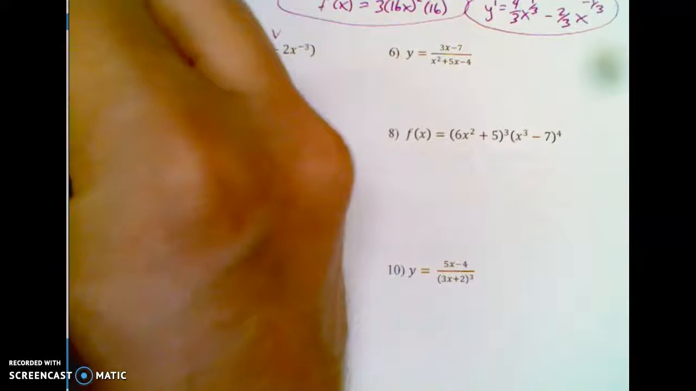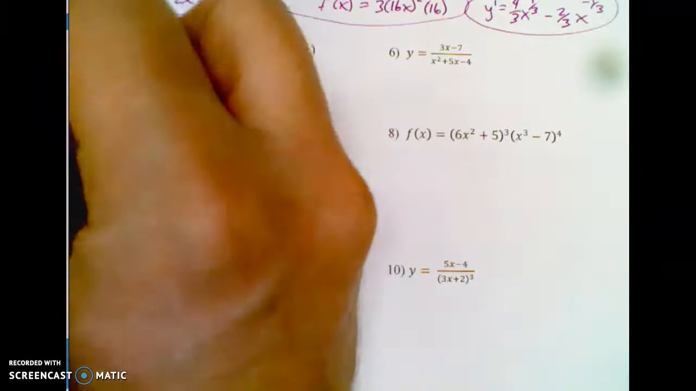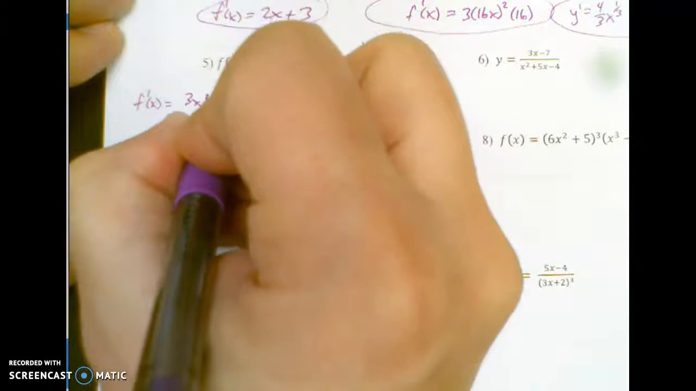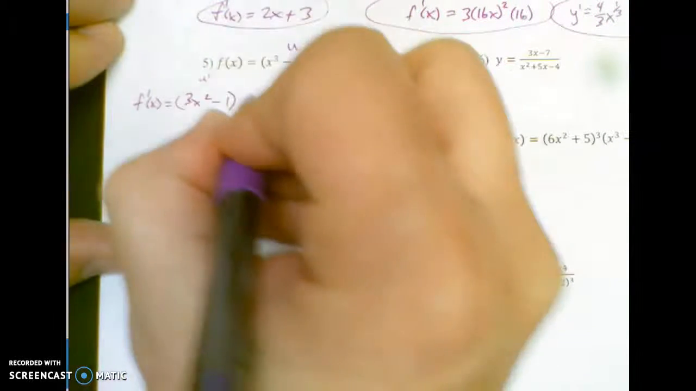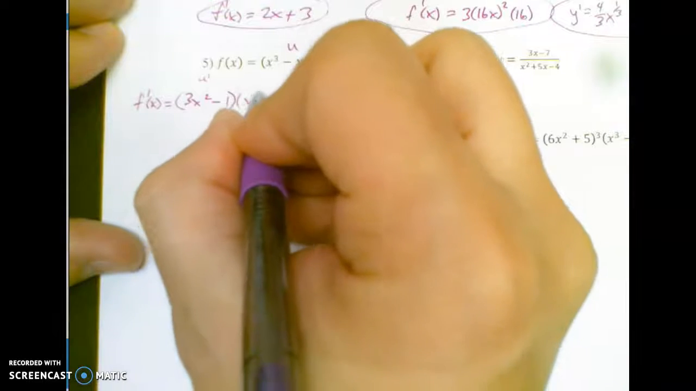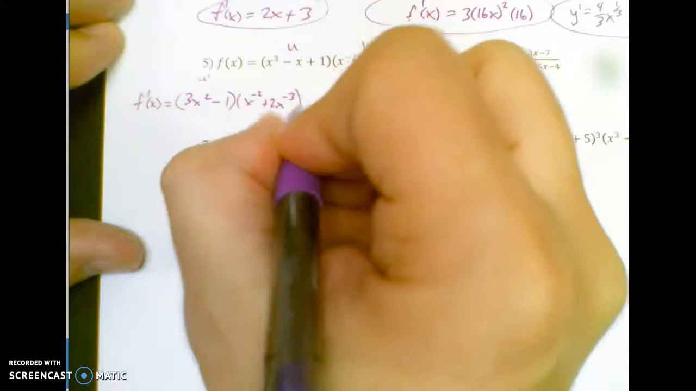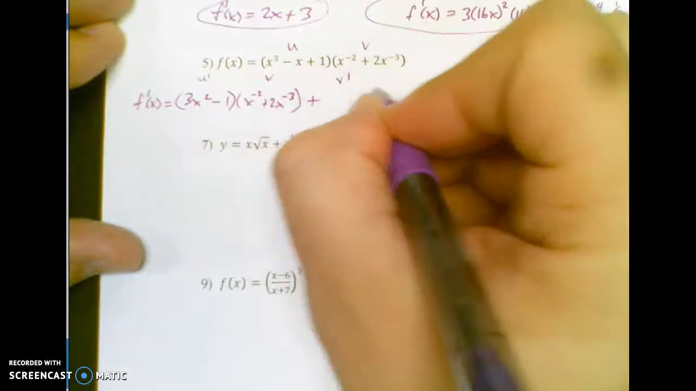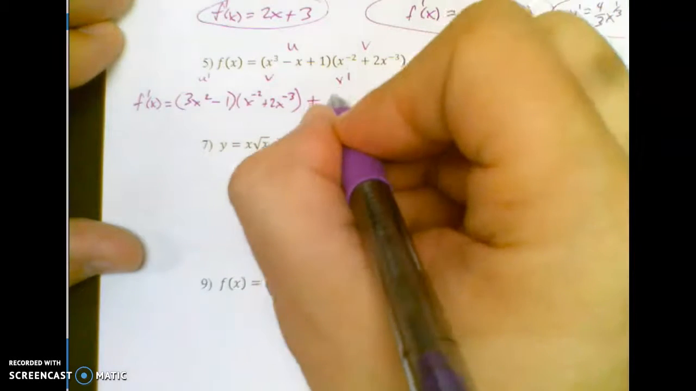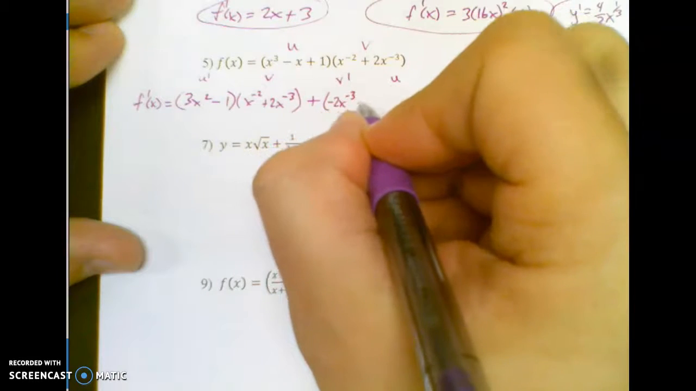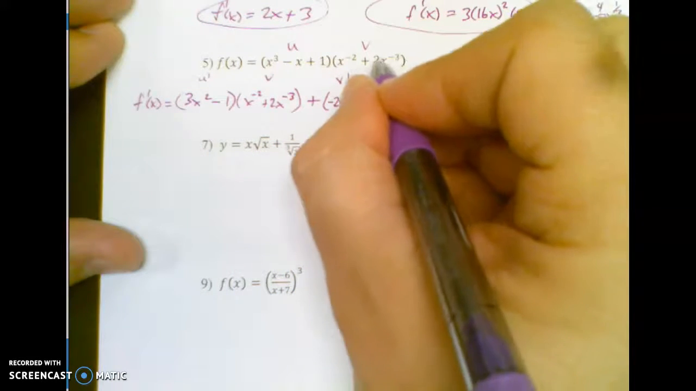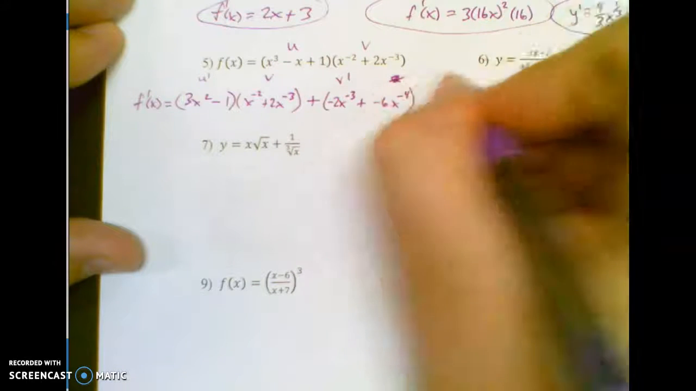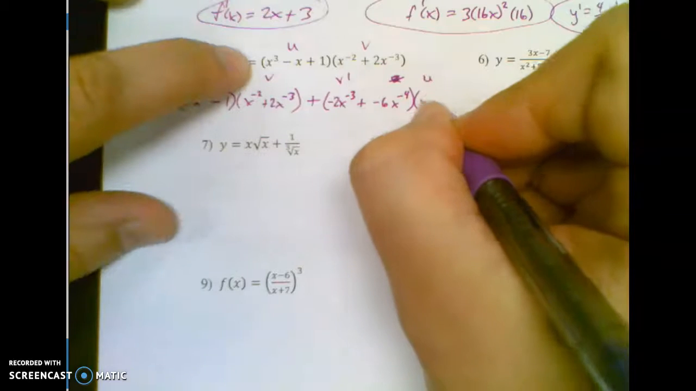Just remember, you got u prime v, so u prime is 3x squared minus 1. That's u prime. And then v, you just write it as normal. Okay, and then plus v prime u. What's v prime going to be? Negative 2x to the negative 3. Make sure you don't rookie that one up. This one's negative 6x to the negative 4. That's v prime. And then u is over here, and you just copy it down.